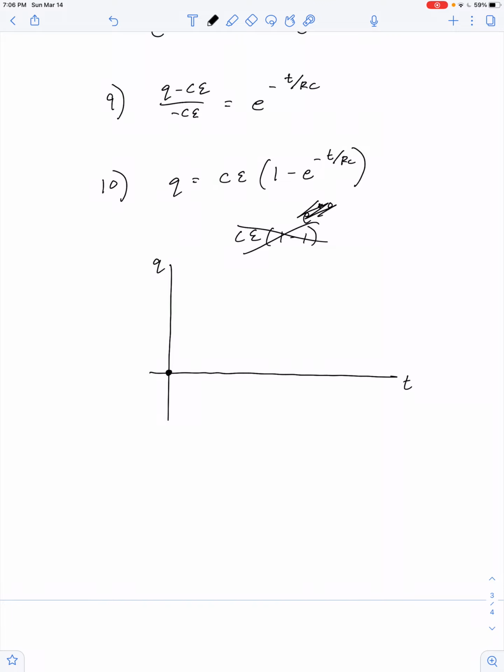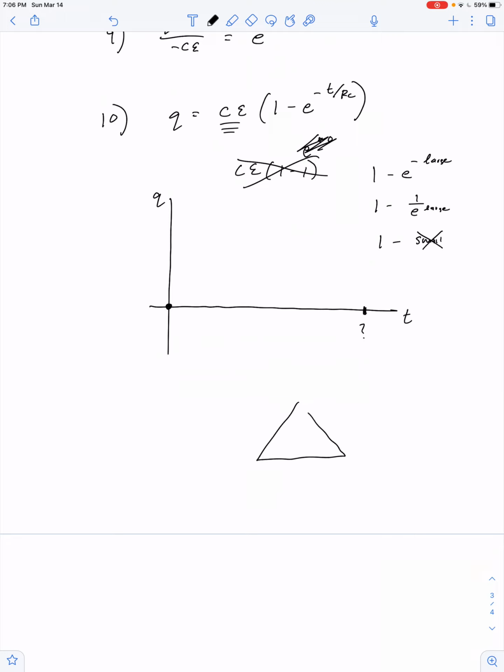So let's just fast forward to some really large amount of time. Let's pick a time way down the time axis here. So we're going to have 1 minus e to the negative some really large value. That's the same thing as 1 minus 1 over e to some really large value, which is the same as 1 minus some very small value, which if it's small enough we can disregard, and so we just get 1. And so it seems like the charge is approaching the product of the capacitance and the voltage. Well, of course. Charge is voltage times capacitance. Here we're using the symbol for ideal voltage, and we're saying q is lowercase q because it's a variable, right?